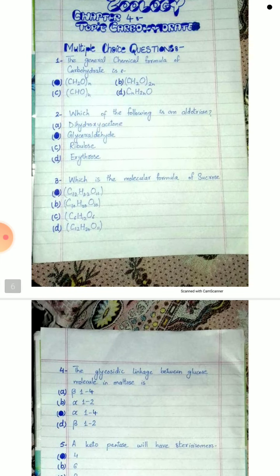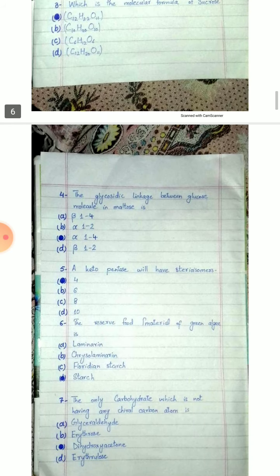Okay. Chapter 4 topic is carbohydrates. The general chemical formula of carbohydrate is (CH2O)n. Which of the following is an aldose? That is glyceraldehyde. Which is the molecular formula of sucrose? That is C12H22O11. The glycosidic linkage between the glucose molecules in maltose is alpha 1,4.